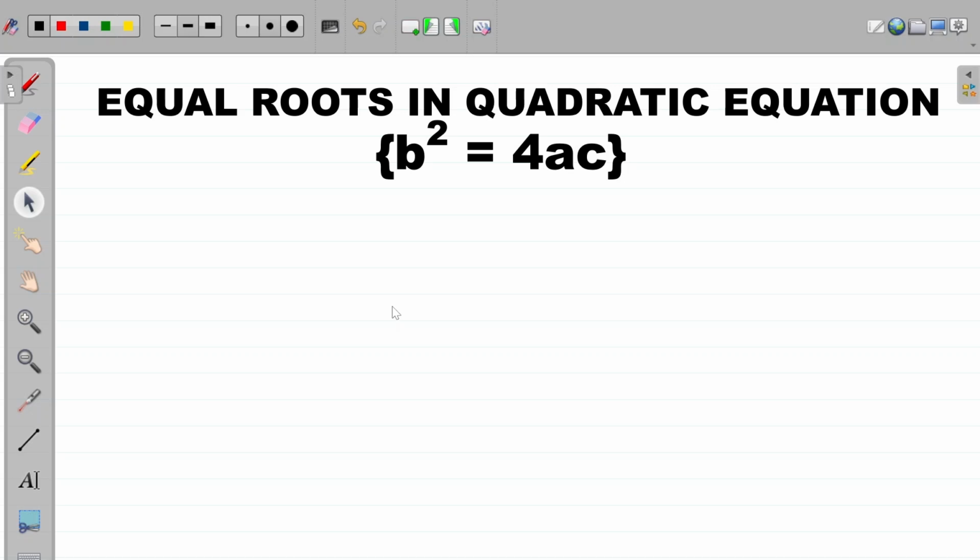Hi, in this video we will explore key concepts of equal roots in quadratic equations that often appear in exams. We will solve numerous exam questions. Watch till the end of the video to learn smart solving tricks of equal roots in quadratic equations.